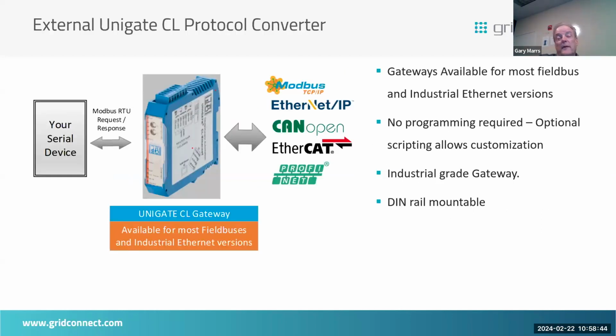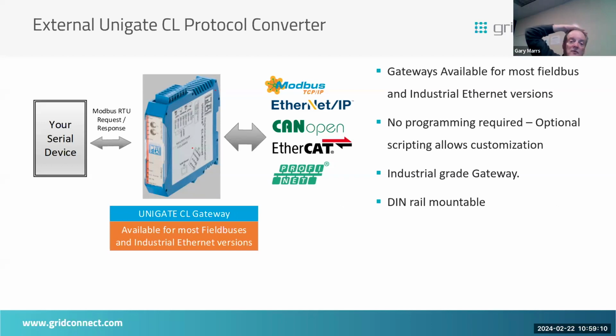Here's another really good option for taking Modbus data to Ethernet IP. They even support CANopen or EtherCAT, and it's the Unigate CL protocol converter. You can convert to these protocols. You can take a Modbus RTU device to any of these. With the universal script, you could do it without any programming required at all.